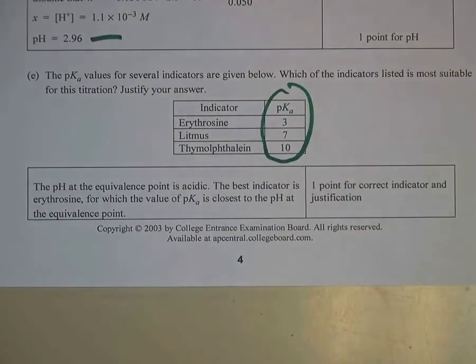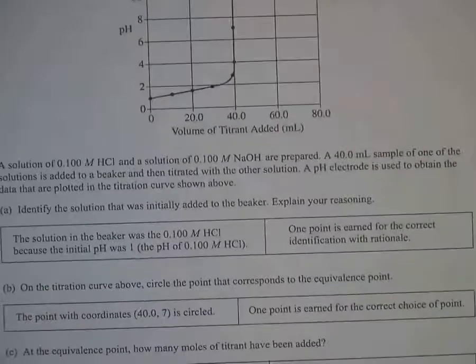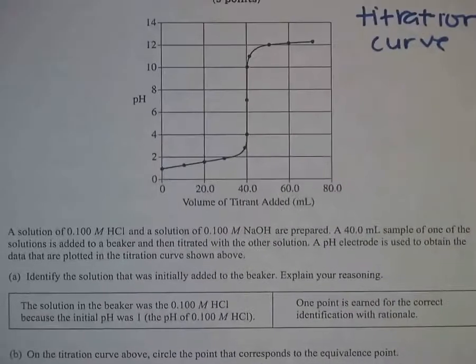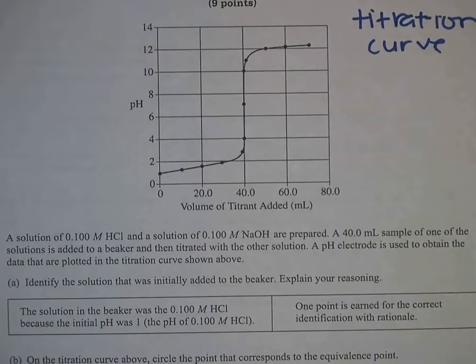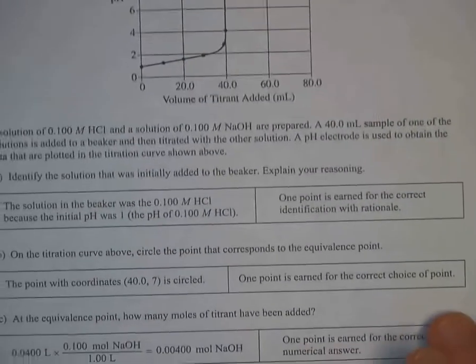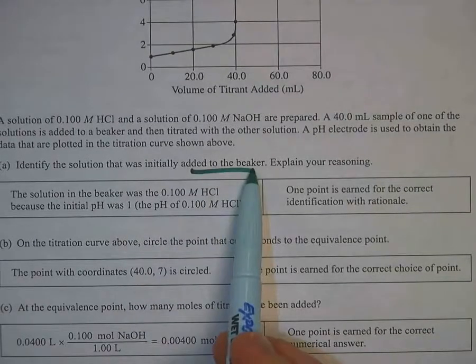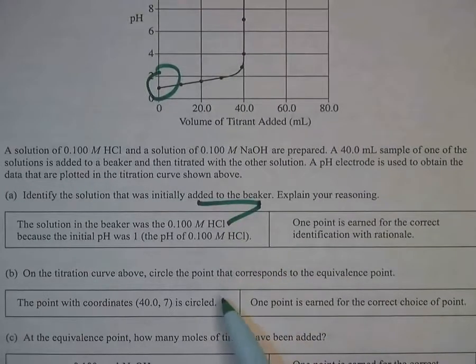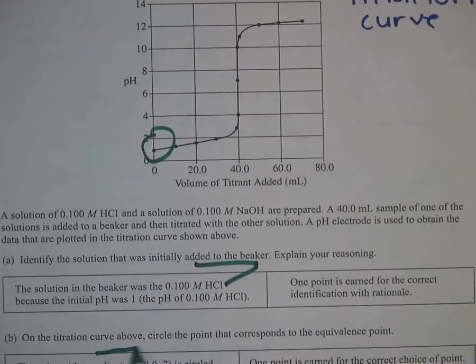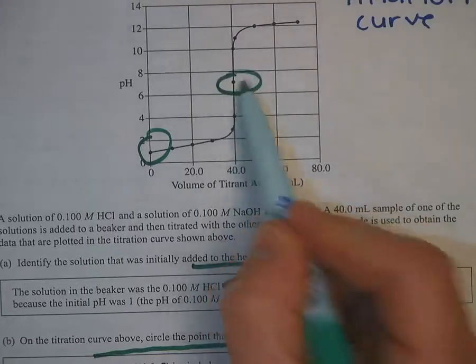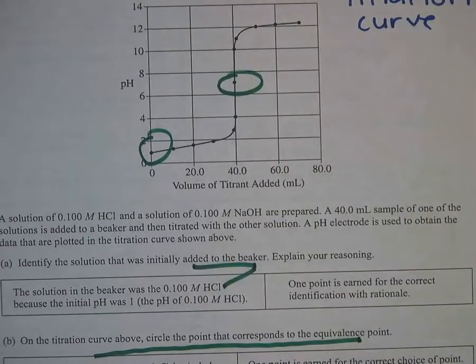All right, here's a Chapter 17 titration curve question. This is from 2010. They plunked a titration curve on the test, and then they asked you a bunch of questions about it. The first part was identify the solution that was initially added to the beaker. So since it's acidic right here, you should choose HCl. On the titration curve, circle the point that corresponds to the equivalence point. That better be in the middle right here. Middle of the steepest part.